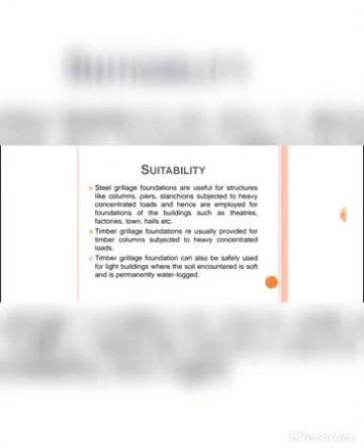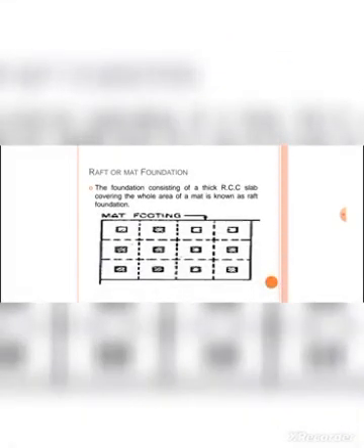Discussing the suitability, the grillage foundation is a very useful structure for columns, piers and stanchions subjected to heavy concentrated loads, hence it is employed for the foundation of buildings such as theatres, factories and town halls. Timber grillage foundation is usually provided for columns subjected to heavy concentrated loads. Timber grillage foundation can also be safely used for light buildings where the soil encountered is soft and permanently waterlogged.